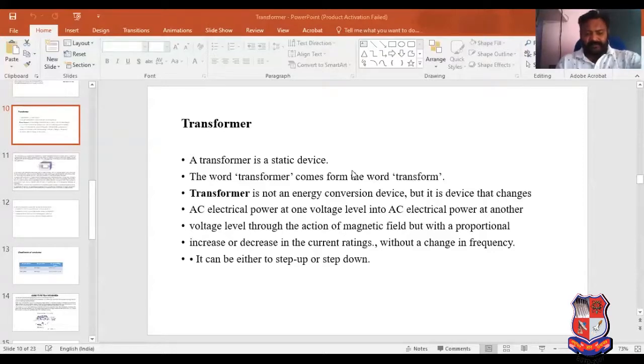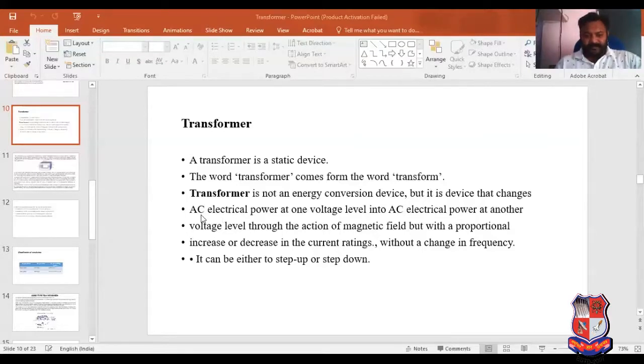So transformer. Transformer is a static device. As there is no rotating part in a transformer, it is called a static device. The word transformer means that it transfers energy from one level to another level, or from one point to another point. So you can say that transformer is not an energy conversion device. Remember, it is not a conversion device, but it transfers that power, or energy.